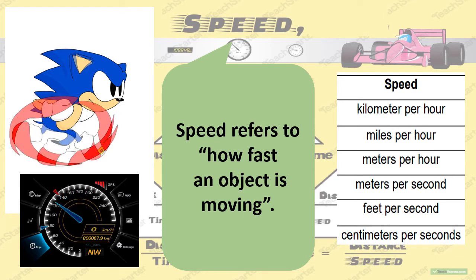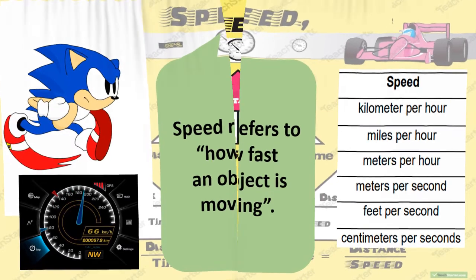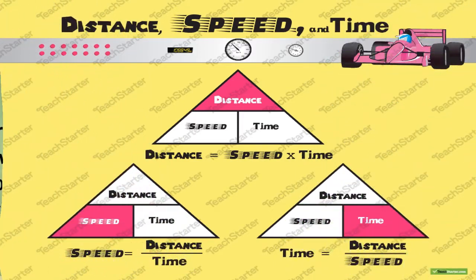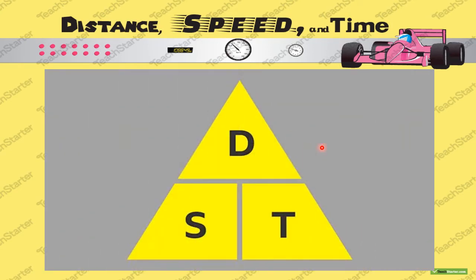Okay. Now, this is the formula for distance, speed, and time. Distance is equal to speed times time. Speed is distance over time. Time is distance over speed. Now, what is the use of these triangles? Basically, we can just write it like this: just one big triangle with D at the top, S and T at the bottom.